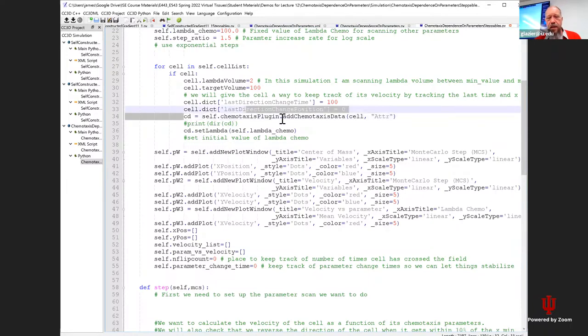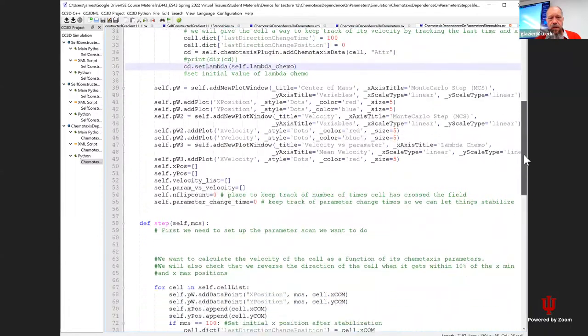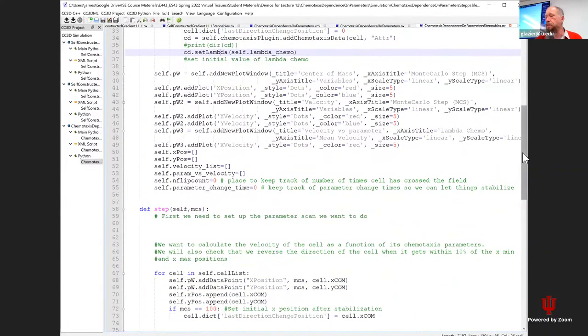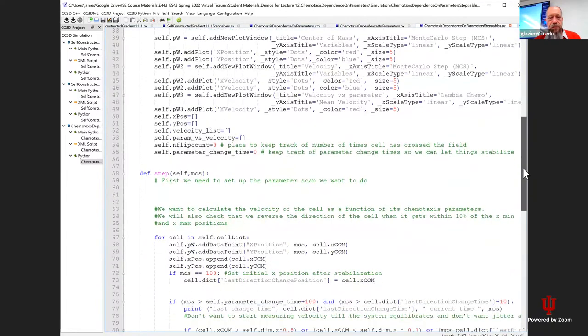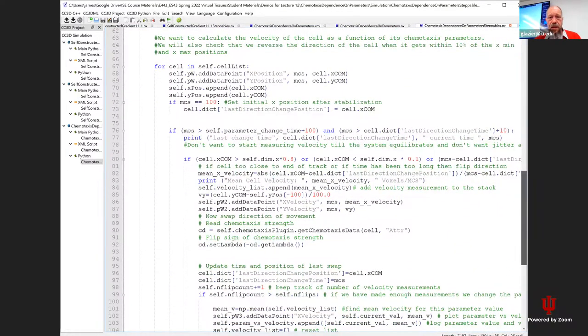the steps that I showed you in the slide. Here, I'm adding chemotaxis to the cell, and the name of the chemical field is ATTR. And then I'm setting the lambda chemo for the cell here from its initial value. I have a bunch of plots that are going to report all the things that we talked about. And then initially I add the position of the cell as a function of time. So that's that zigzag that we plotted.